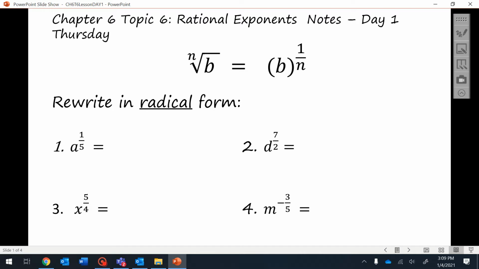And we're going to be looking at how to work with expressions that have rational exponents. Okay, so exponents that are fractions.